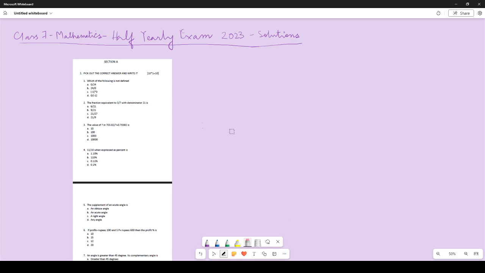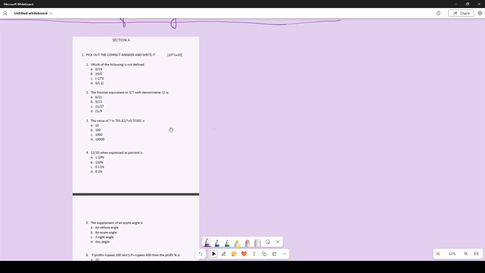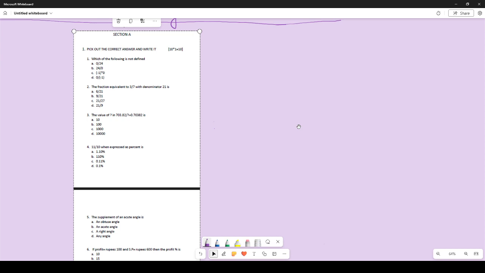So if we look at the first question, which was all about the objectives, let me zoom it a bit. You can see the first question was, which of the following is not defined? If you look over here, you can see in this option that there is a number with denominator 0. Wherever there is denominator 0, it is not defined. So this will be the correct option.